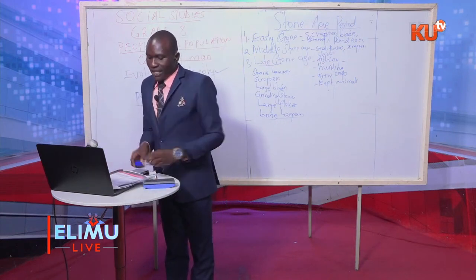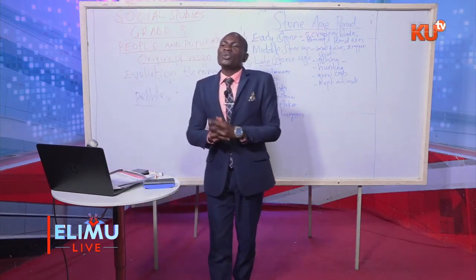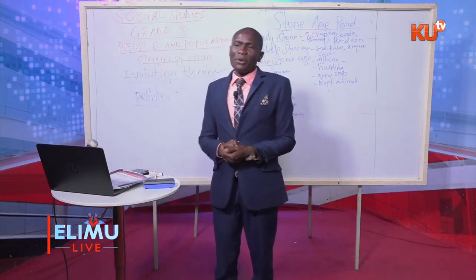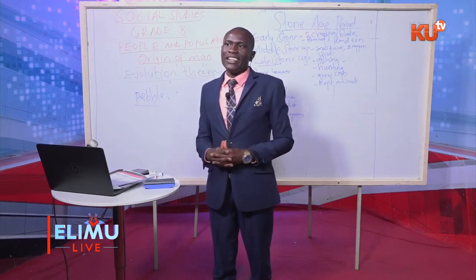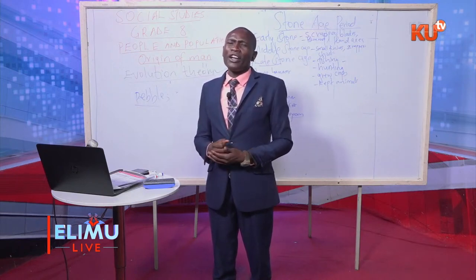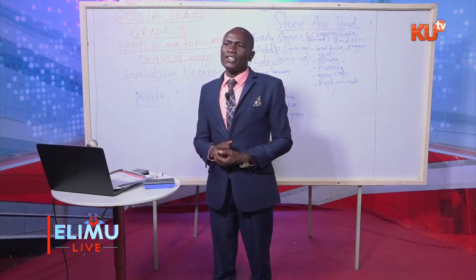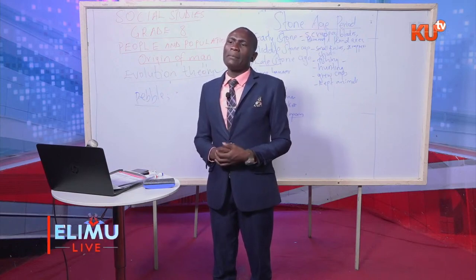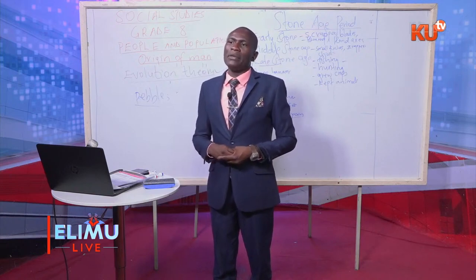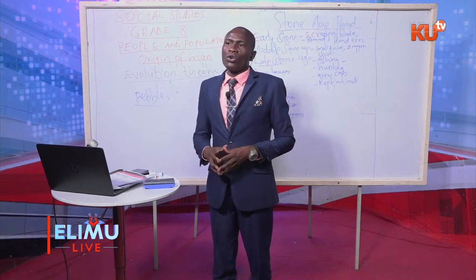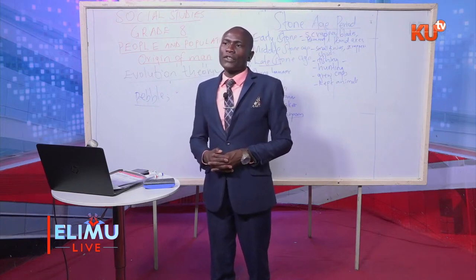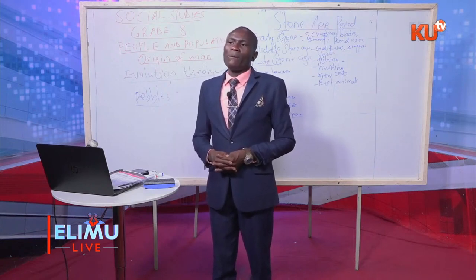Our students, boys and girls, what is the summary for today's lesson? In today's lesson, we have been handling the second strand in grade 8, people and population. Under this strand, we've been looking at the origin of human beings. We started by looking at the theories that explain the origin of human beings. We looked at the 3 theories and described each theory.